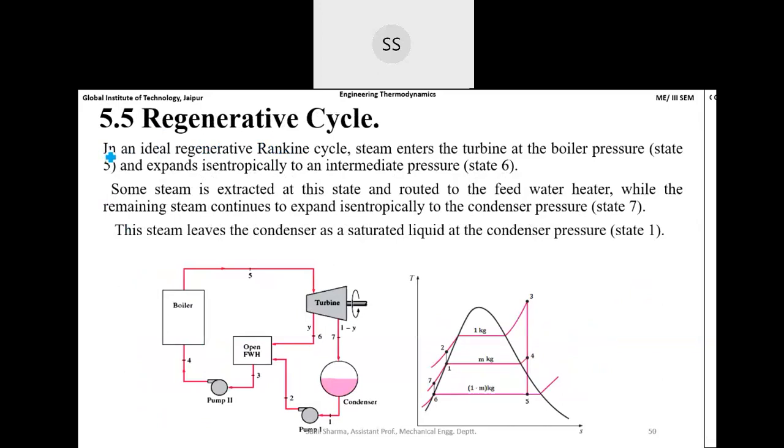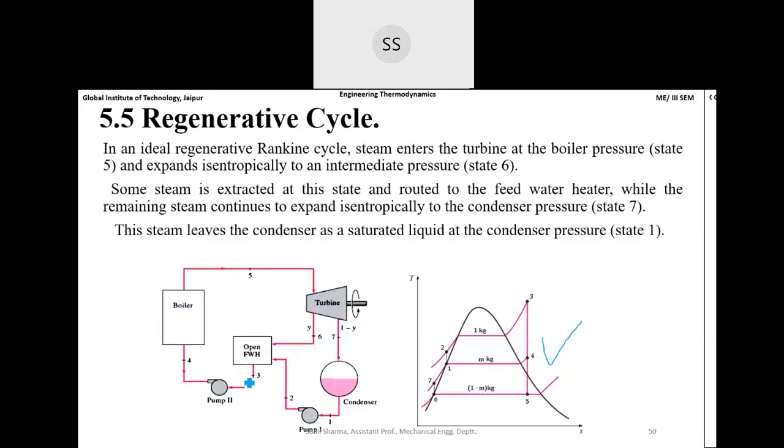So in an ideal regenerative Rankine cycle, steam enters the turbine at the boiler pressure and expands isentropically to an intermediate pressure, the point number 6. Some steam is extracted at this state and routed to the FWH, while the remaining steam continues to expand isentropically. Previously this was happening. Now we have introduced the new figure here, with states 1, 2, 3, 4, and we have already gone through the fundamentals of this.